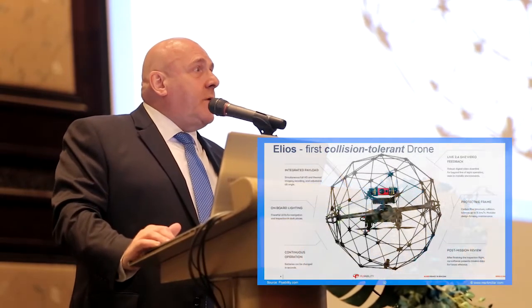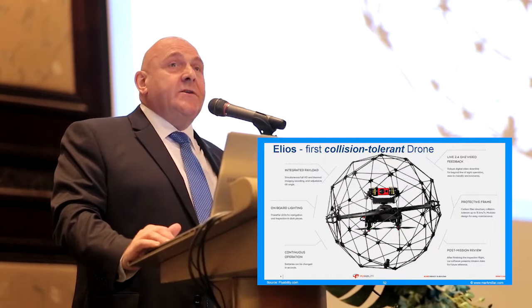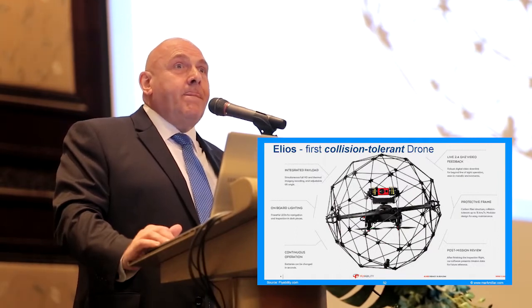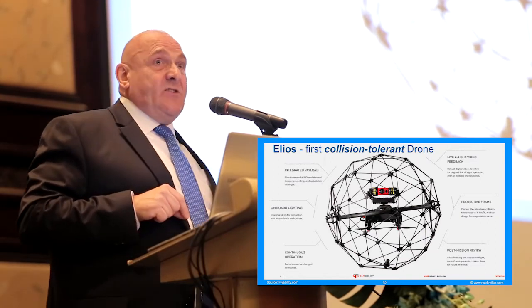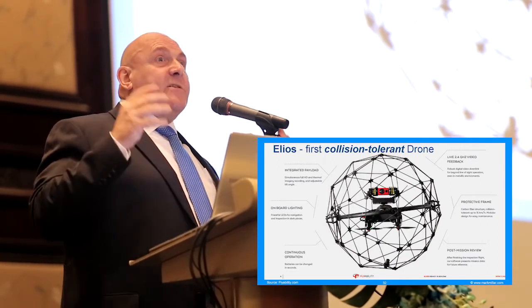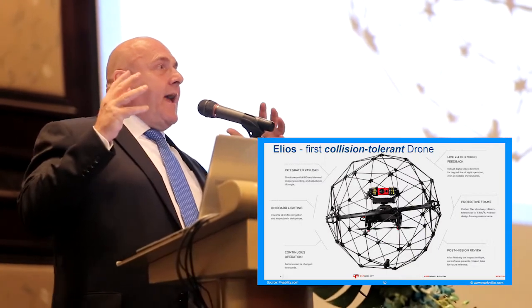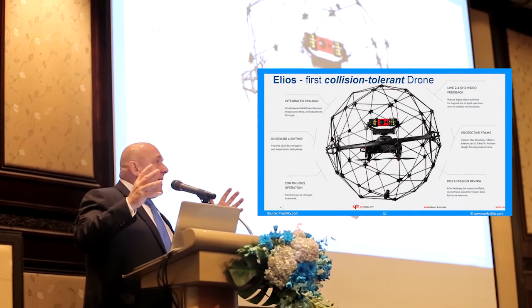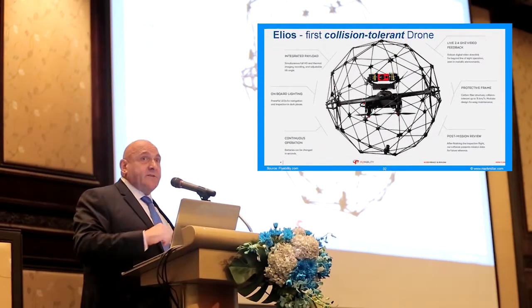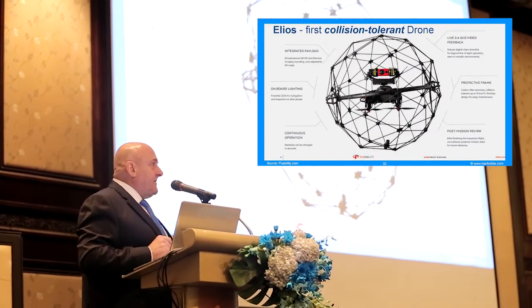Interesting developments in drones is our friend Helios. Helios is the world's first collision-tolerant drone. The drone is inside this metal sphere cage, so it's protected. It can be used, if you imagine, inspecting the inside of a steel plant or the inside of a waterworks.